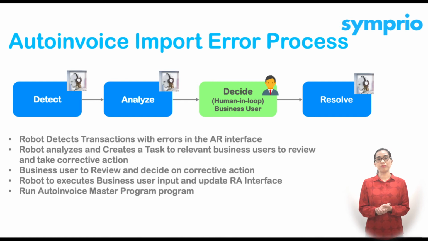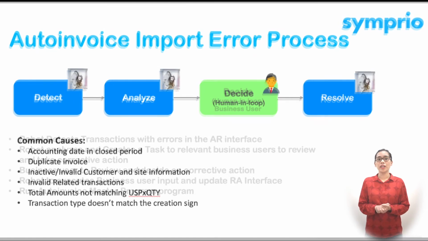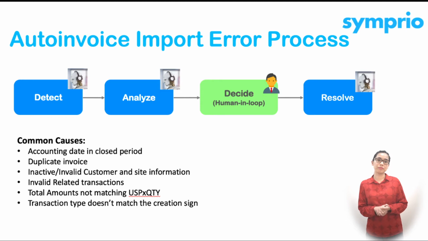In this demo, we are going to demonstrate a common issue in the Oracle Receivables auto-invoice import process, where a robot detects AR interface errors and works with relevant business users to get inputs, resolve issues and import transactions into receivables. There are multiple possible errors in the AR interface, of which the robot can resolve most with human-in-loop. Here are a few common causes.